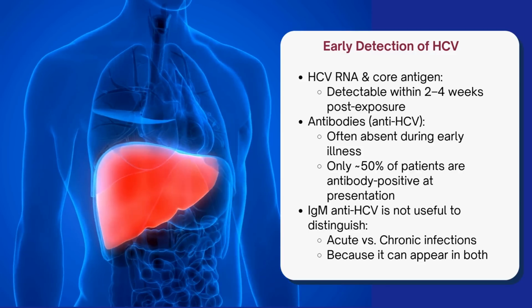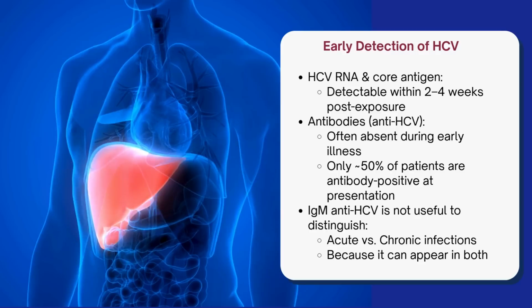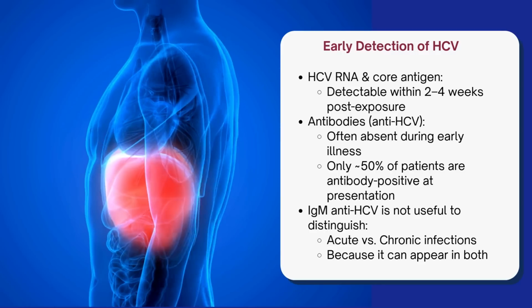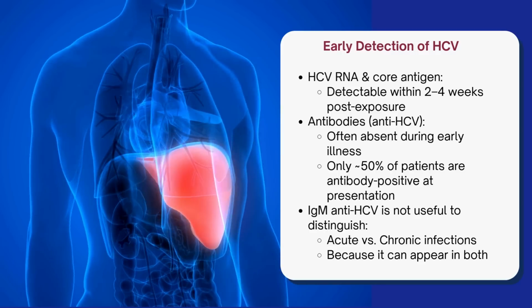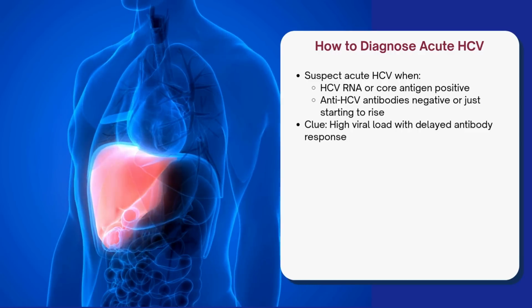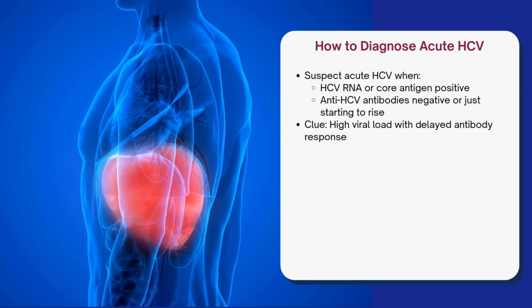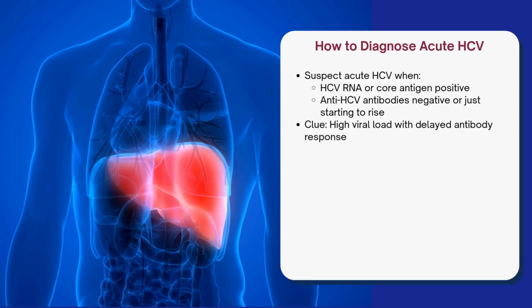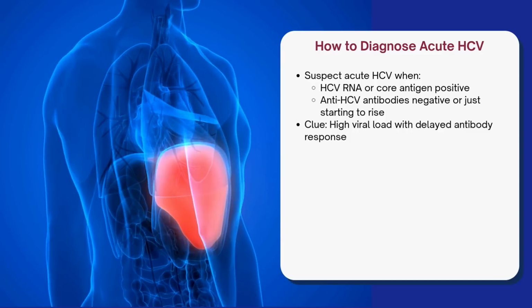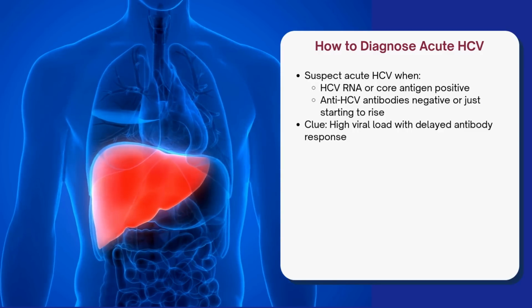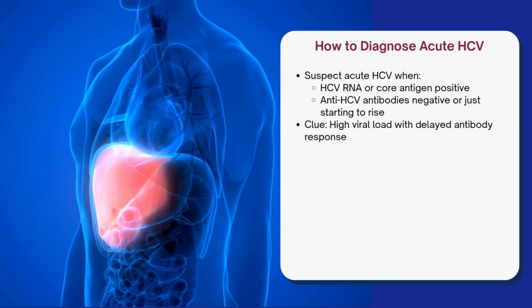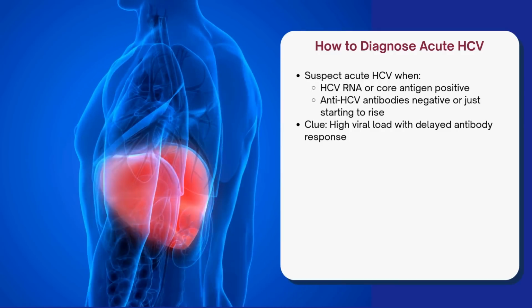And don't count on IgM anti-HCV to clarify things. It isn't reliable for distinguishing acute from chronic infection, because it can be found in both. So how do we diagnose acute hepatitis C? You should suspect acute HCV when HCV RNA or core antigen is positive, but anti-HCV antibodies are negative. Or if there's a high viral load and anti-HCV is just beginning to rise.